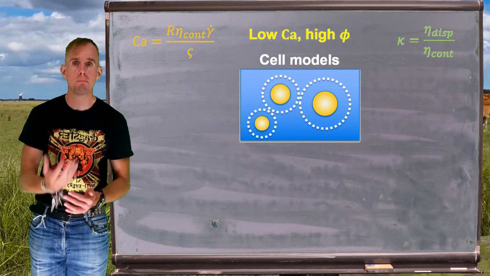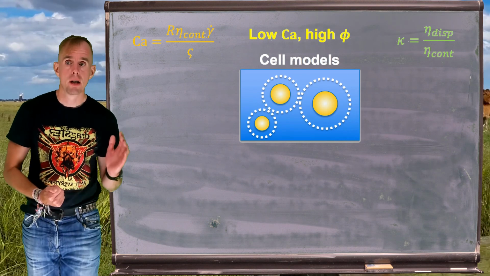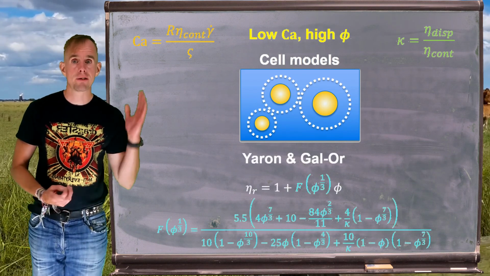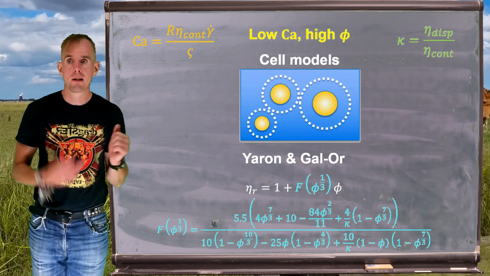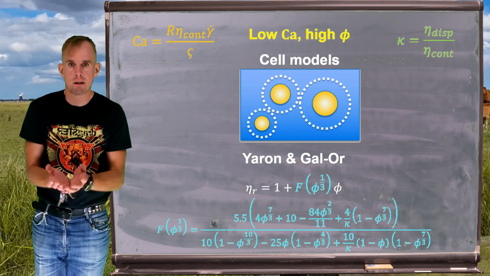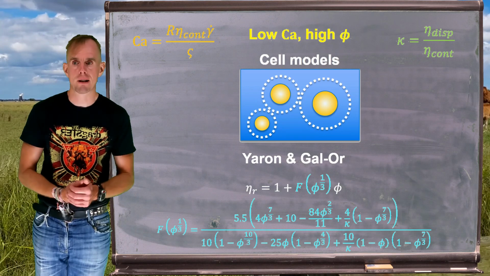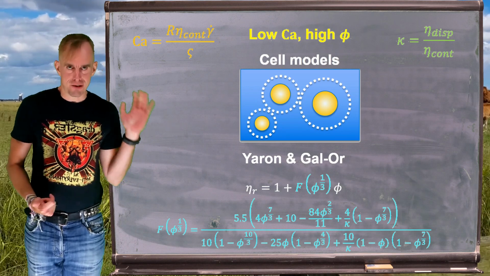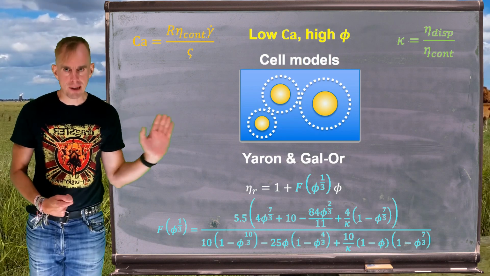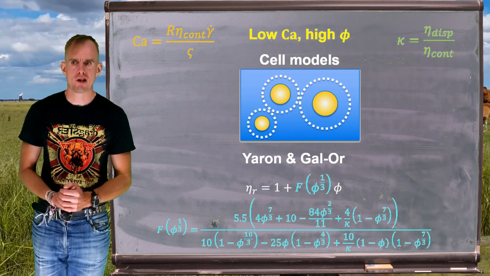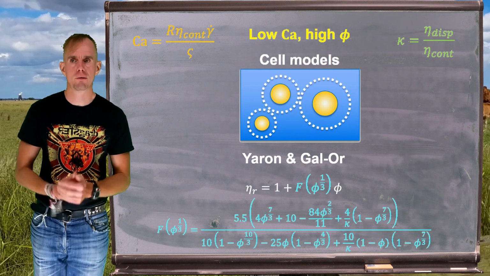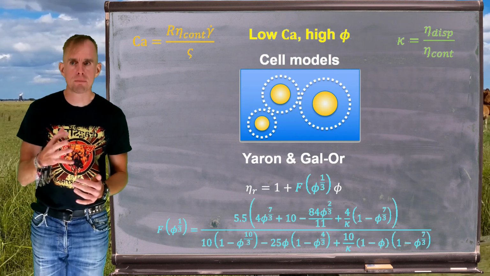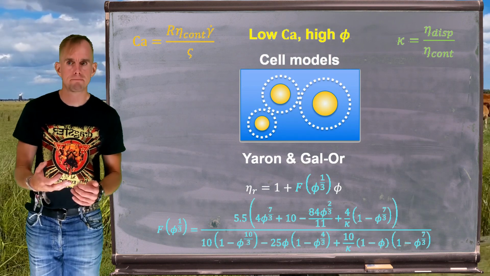Now, there are a number of different cell models, but one that is quite useful is that due to Yaron and Gal-Or, which says that the relative viscosity is 1 plus a function of volume fraction multiplied by volume fraction. That function of volume fraction is actually quite complex, and we're not going into the derivation of this result, but we will look at what this result predicts in a second or two. So one approach is to use a cell model.